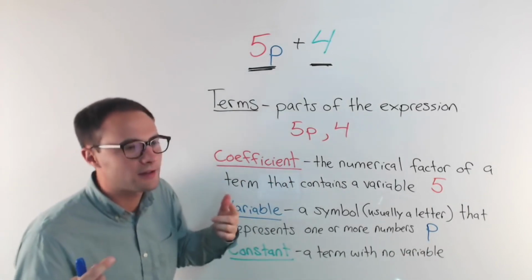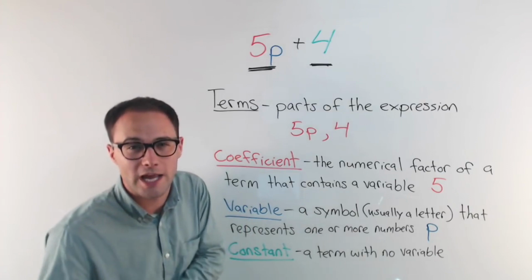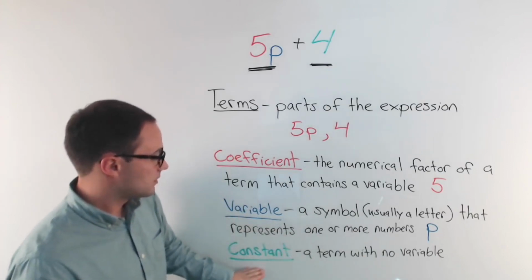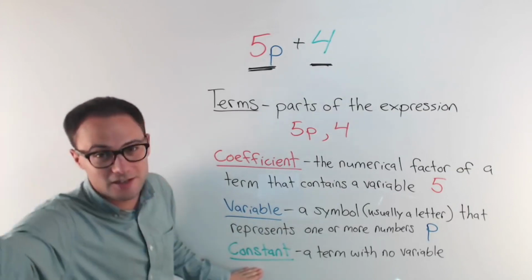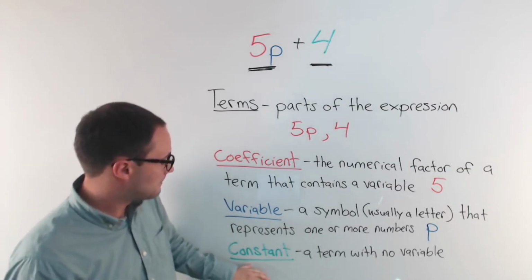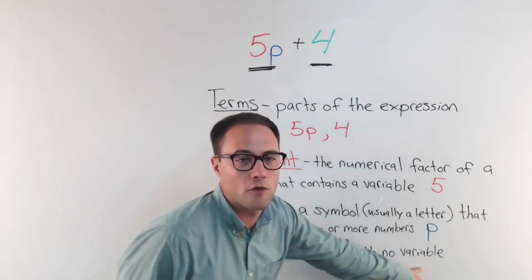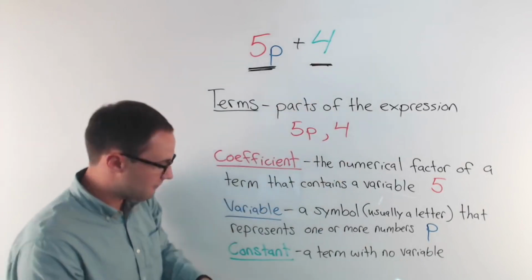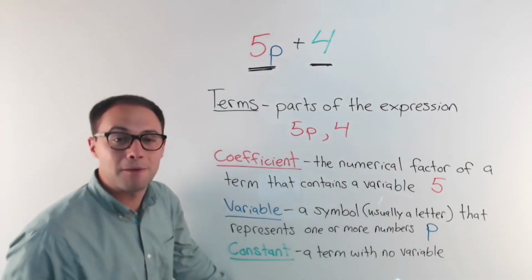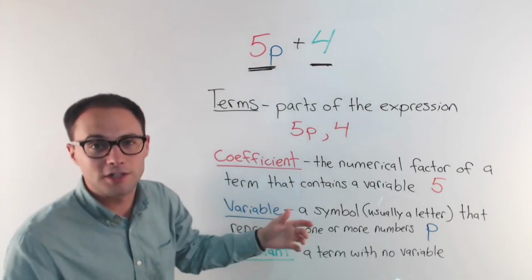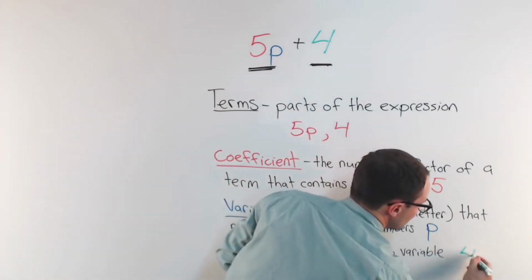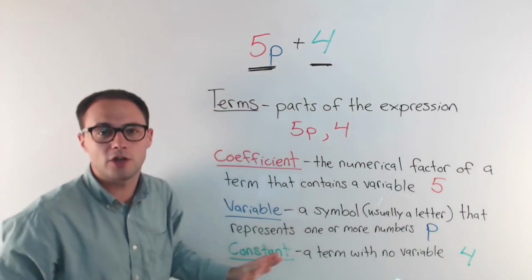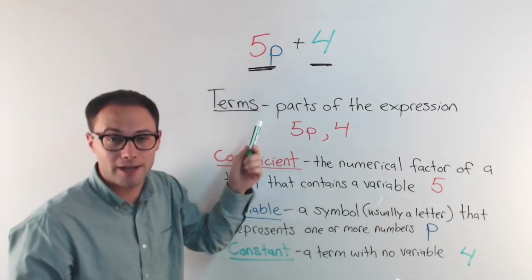And last but not least is the constant. Things that are constant are things that don't change. Gravity is a constant. Gravity doesn't change unless you get out into space, right? So a constant is a term with no variable. Here, our only term with no variable was the 4. No matter what I make p, that 4 will always be 4. It's not going to change. It is a constant. So these are the different terms and things you should know about an algebraic expression.